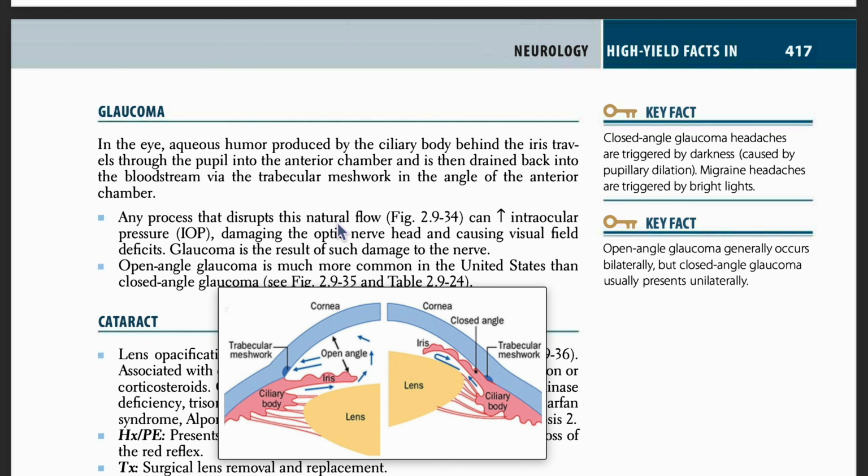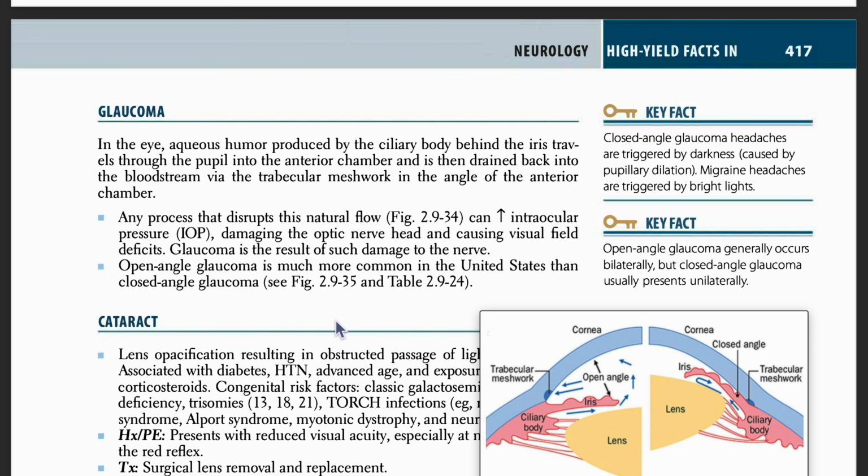Any process that disrupts this natural flow, like this, this is the closed angle, can increase the intraocular pressure, because now it keeps on coming in, but there's no outlet. The outlet is blocked. Pressure damages the optic nerve head, causing visual field deficits. So this will damage the optic nerve head. Glaucoma is the result of such damage to the nerve.